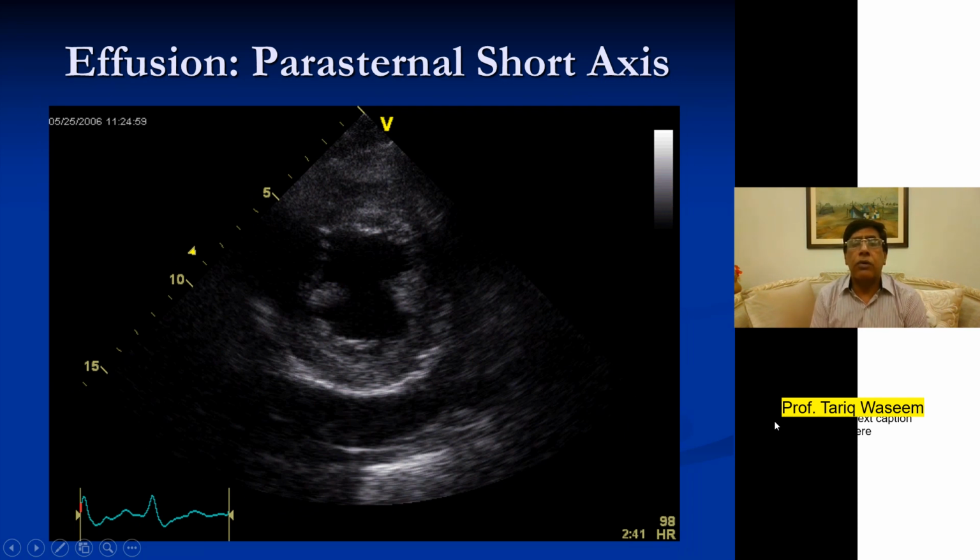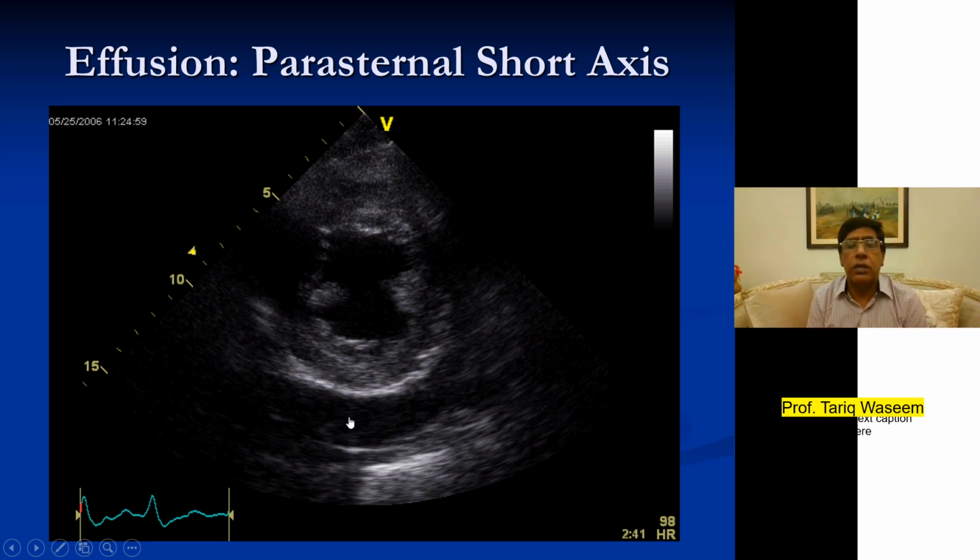Now, if you go on to look at the short axis view, you can notice this rounded structure is the left ventricle. These are the two papillary muscles. This is the echogenic visceral pericardium posteriorly, and this is the parietal pericardium, and this is the fluid in the pericardial space, which is more so posteriorly.